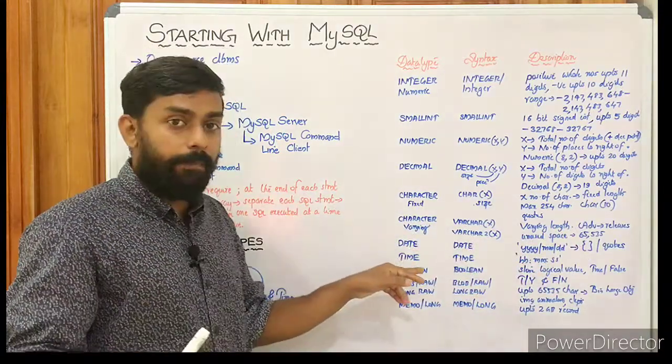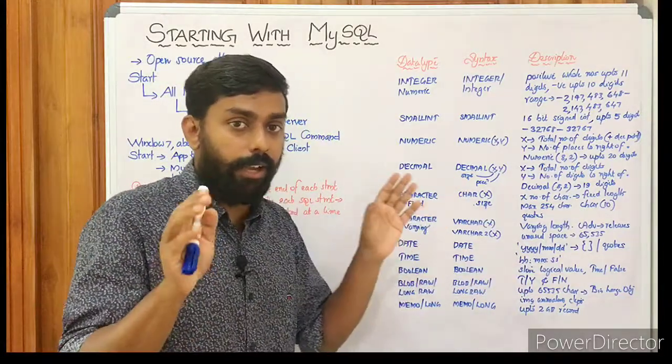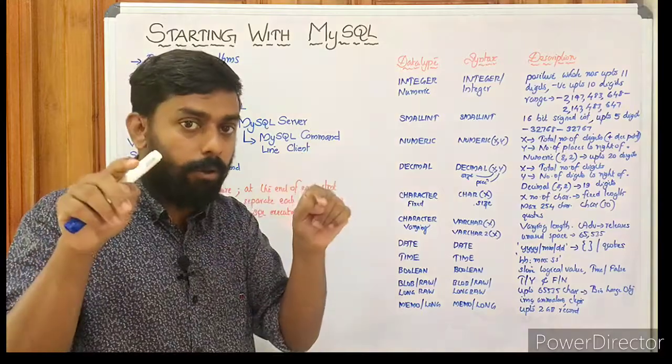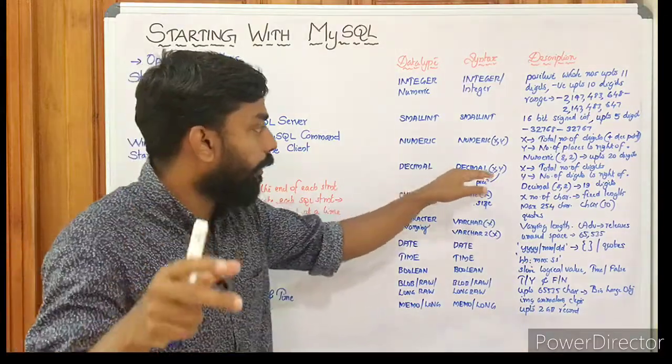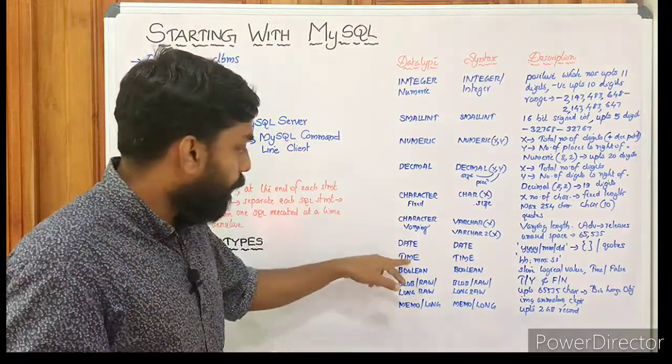Next one is time, used for storing time. It's in the format hours, minutes, and seconds. It must also be in quotes. We know character, varchar, date, and time must all be in quotes. That's what time is.